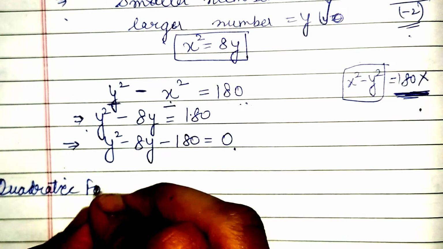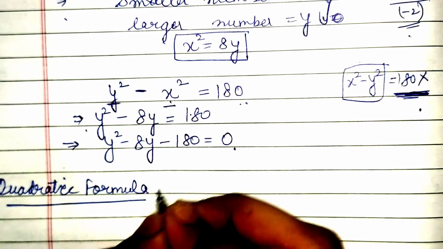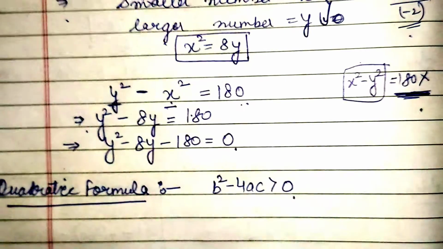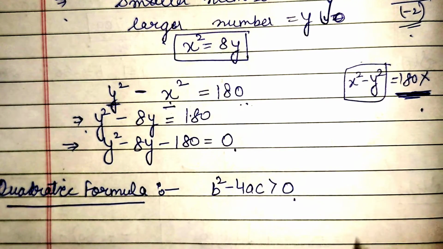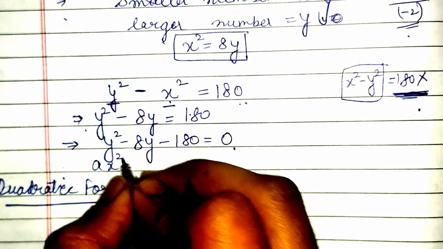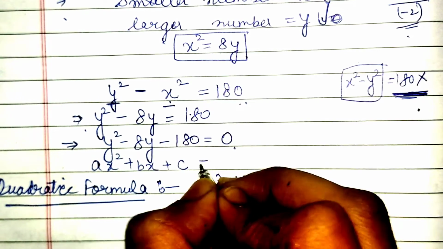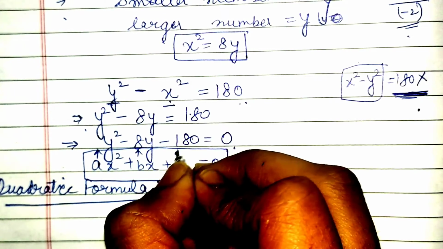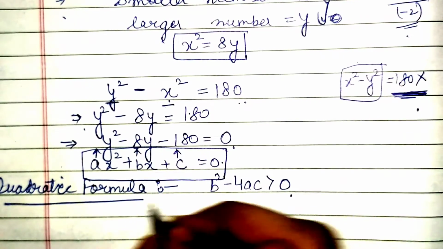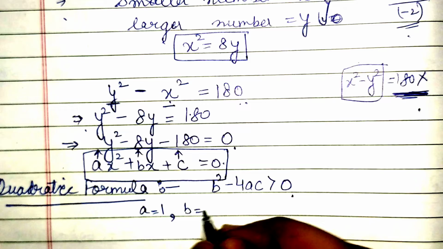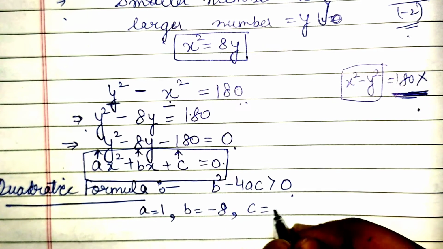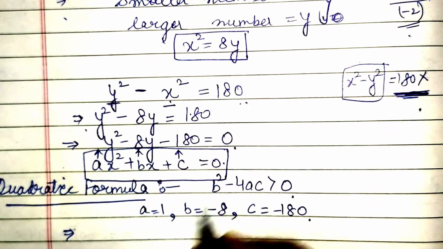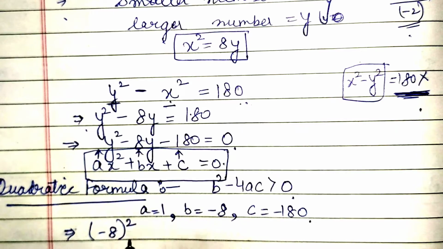The quadratic formula says that first check whether your b square minus 4ac is greater than 0 or not. To check that, first find the values of a, b and c by comparing your given equation with the standard coefficients. So a will be equal to 1, b will be equal to minus 8 and c will be equal to minus 180.